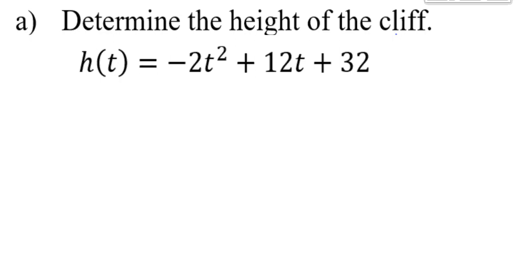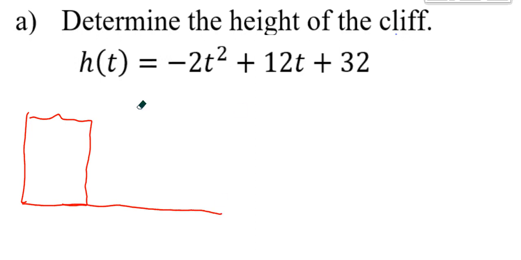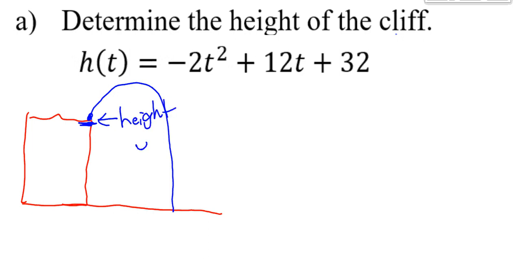Determine the height of the cliff. So again, I'm just going to represent the cliff here like this, and then here's the ground. We know that the rock was thrown from the top of the cliff, and then it did this, presumably in a parabolic shape. So the height of the cliff is the same height as where the rock was, so the height of the rock at the start of this journey. And the start of the journey is t equals 0.